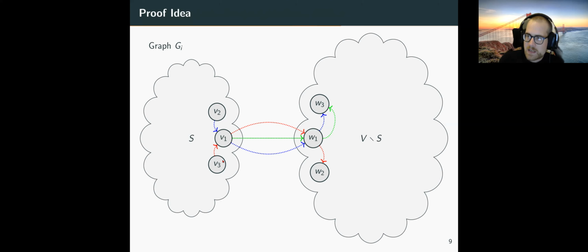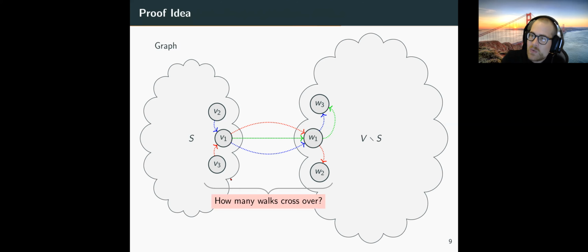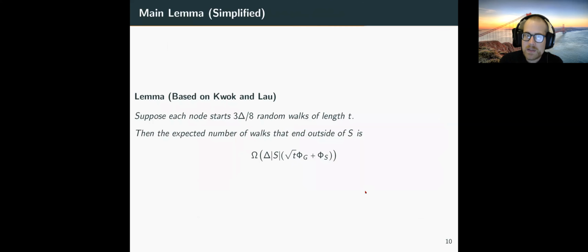So the question now is, how many of these tokens do leave the set and go over to the other side? And this is the tricky part to analyze. But luckily, all the heavy lifting has been done for us, because we could reuse a result by Kwok and Lau, which they published at the APPROX conference in 2014.